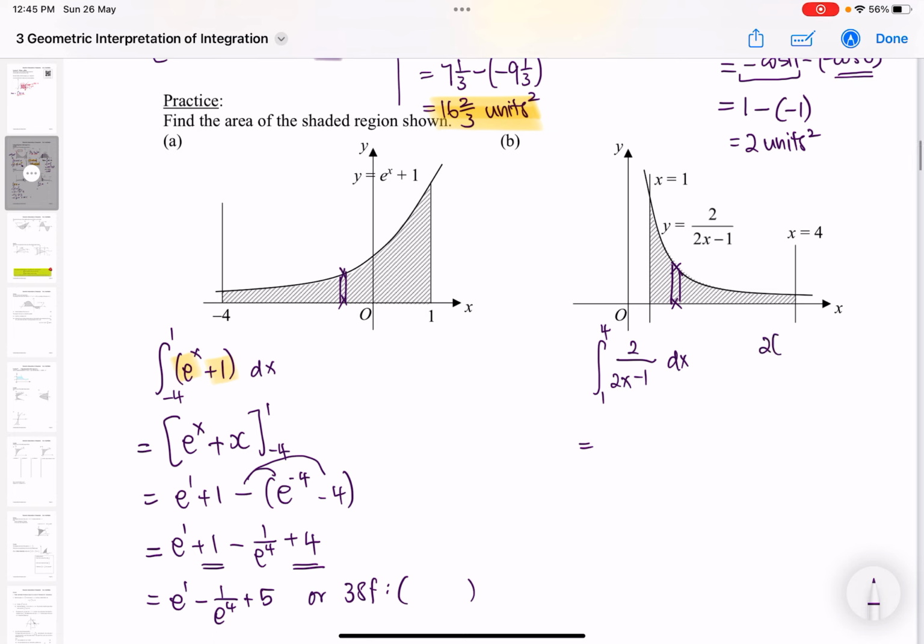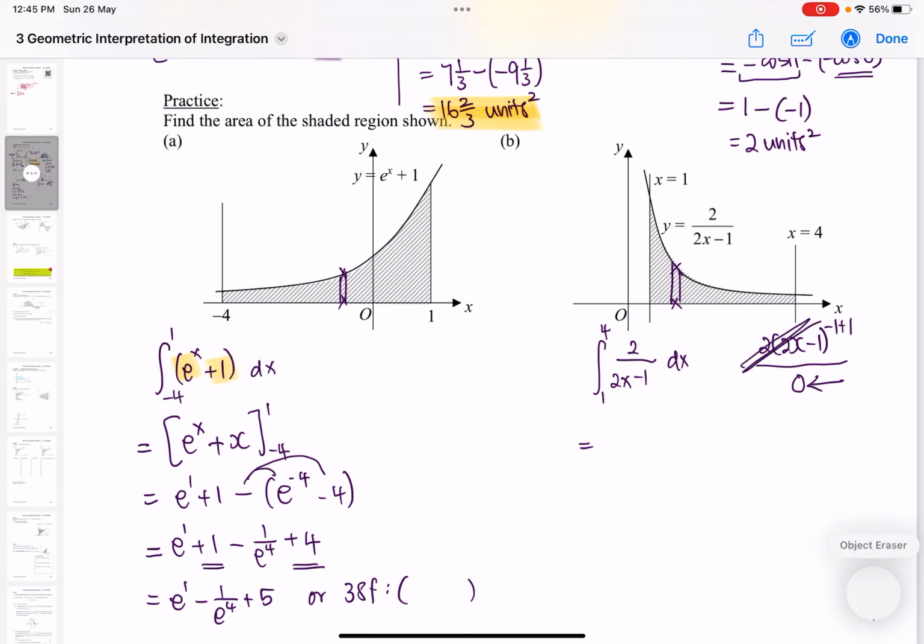Now, if you think about it, if I bring the 2x minus 1 to the numerator, it becomes 2x minus 1 power negative 1. And if I were to increase the power, let's say I were to add 1 to the power, the power will become 0. And if I divide by the new power, I'll end up dividing by 0. And we know that's not possible. So whenever I do this and I come to this stage where we end up dividing by 0, that's actually the clue that tells me that this integration probably involves ln.